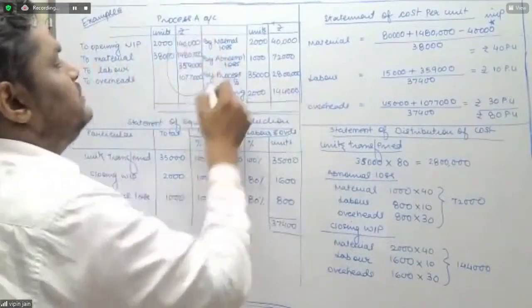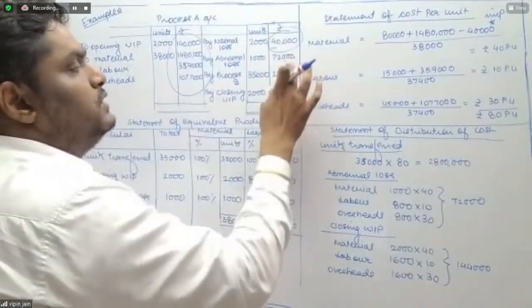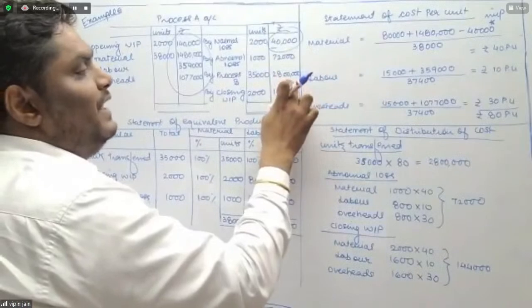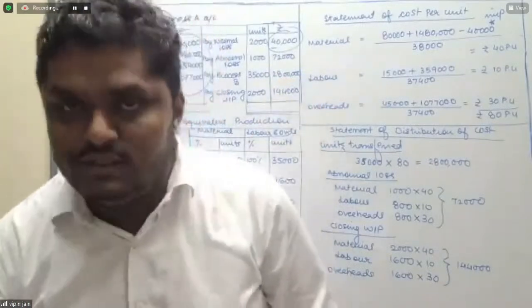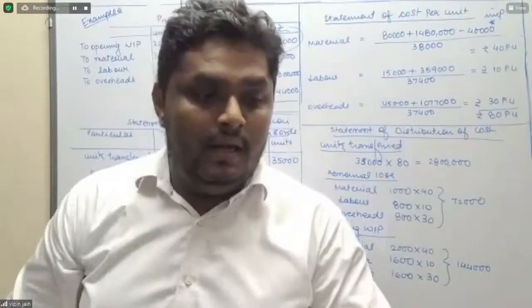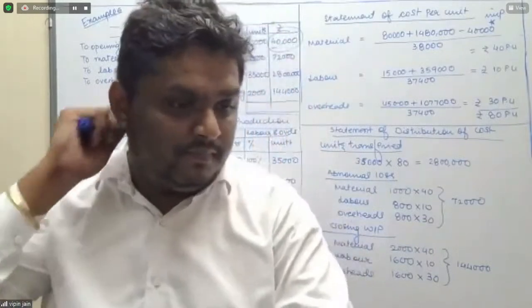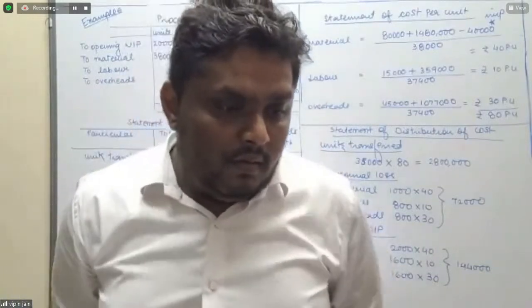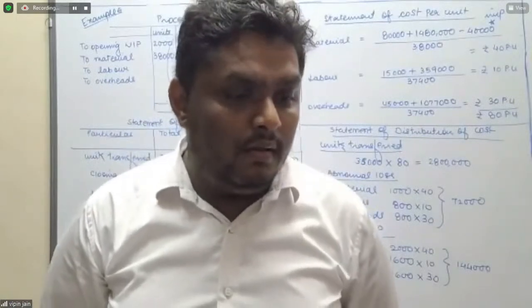So this is how the total cost is to be apportioned to abnormal loss, the units transferred to process B, and closing work in progress. This is all about the statement of equivalent number of units in this case. Now if you have any doubts, please ask me. Yes, Ria Goyal.